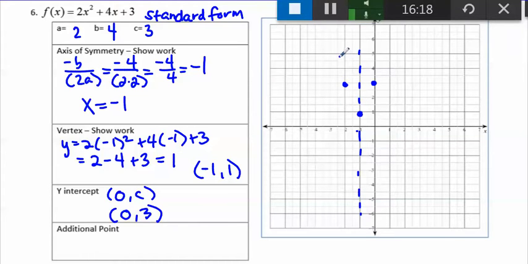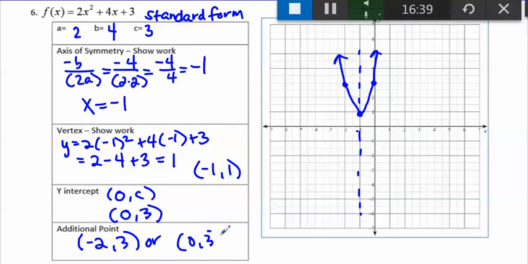But we don't have space for that, so we're going to use these 3 points right now and graph that U-shaped parabola. Be careful to try to make it rounded. And for an additional point, you could use either of these points. So I'm going to write that down. I have -2, 3 or 0, 3. It would probably be best not to use the y-intercept since you already stated that point, so the additional point would be best stated as -2, 3.